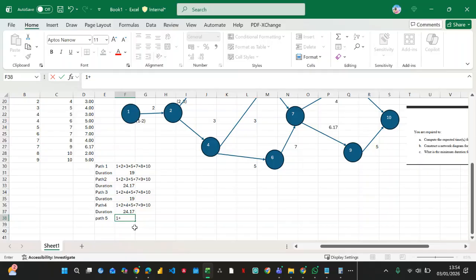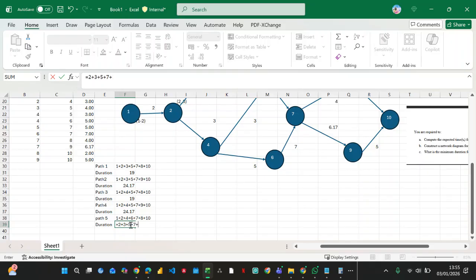Okay, so let's do this one. It's 1 plus 2 plus 4 plus 5 plus 6 plus 7 plus 8 plus 10. So our duration now will be 2 plus 3 plus 5 plus 7.